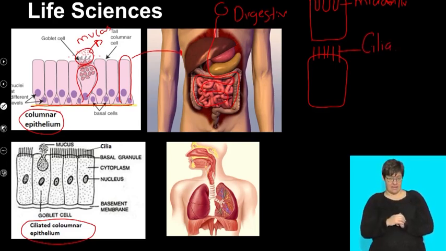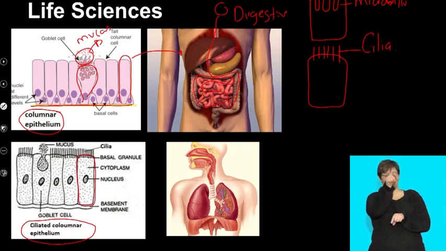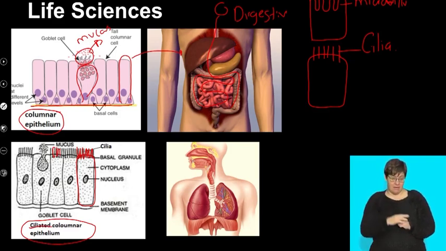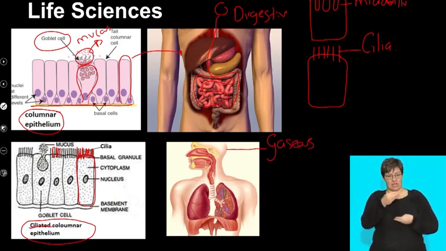So when we look at ciliated columnar, they are column-shaped cells, but unlike the ones we find in our digestive system, they have got these microscopic little hairs at the top, hence the name ciliated columnar. Now, they also have goblet cells because they're also going to produce mucus, but for a different reason. Guys, what system have I got over here? All right, my respiratory or my gaseous exchange system.